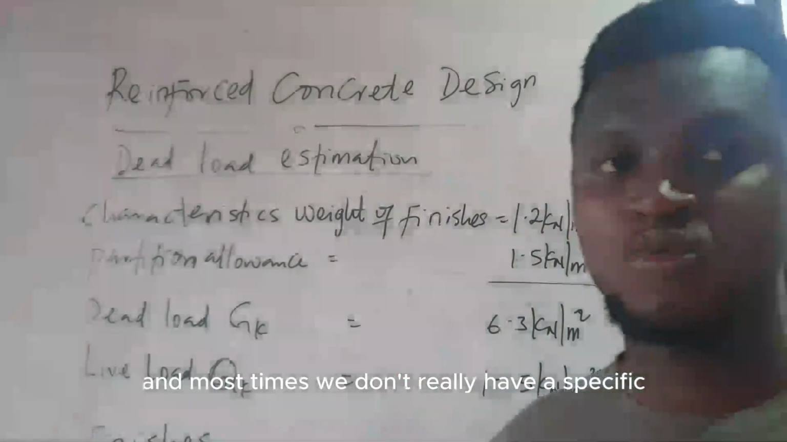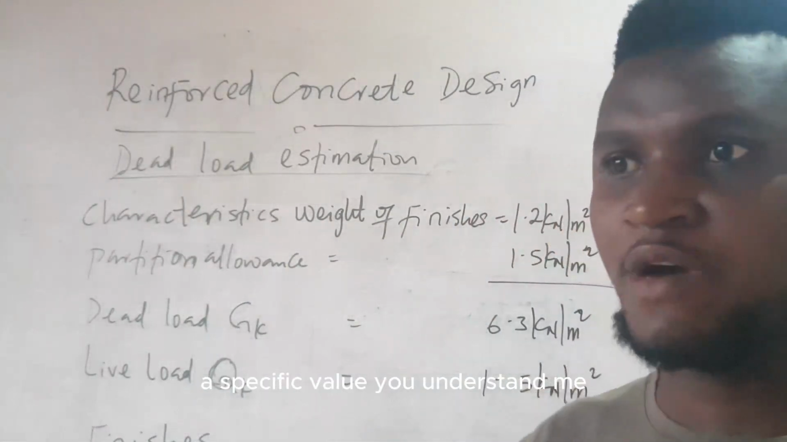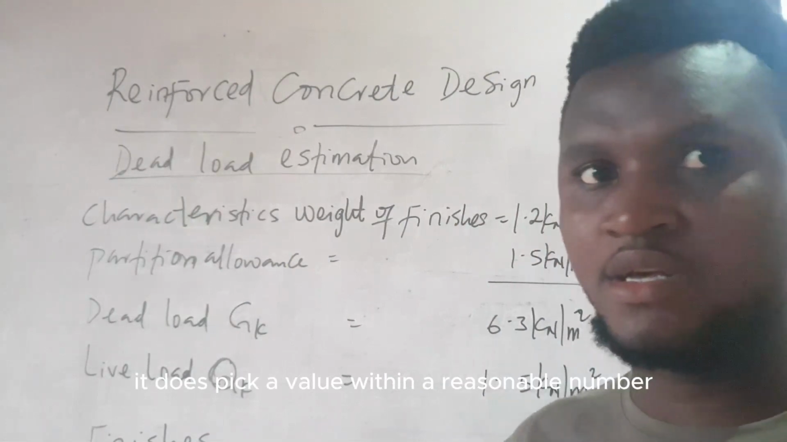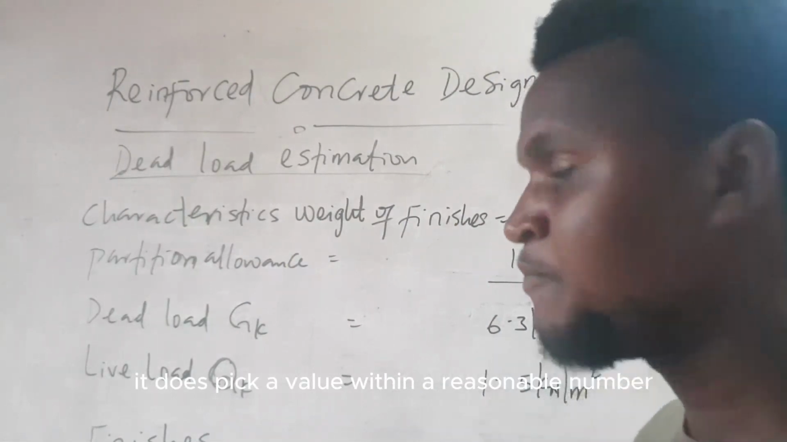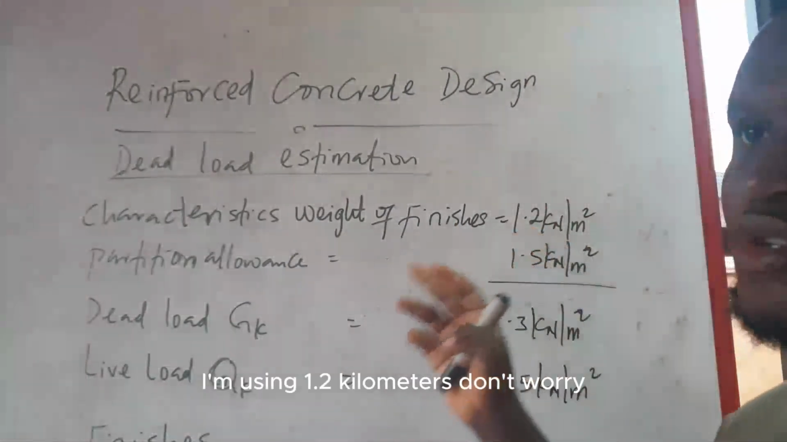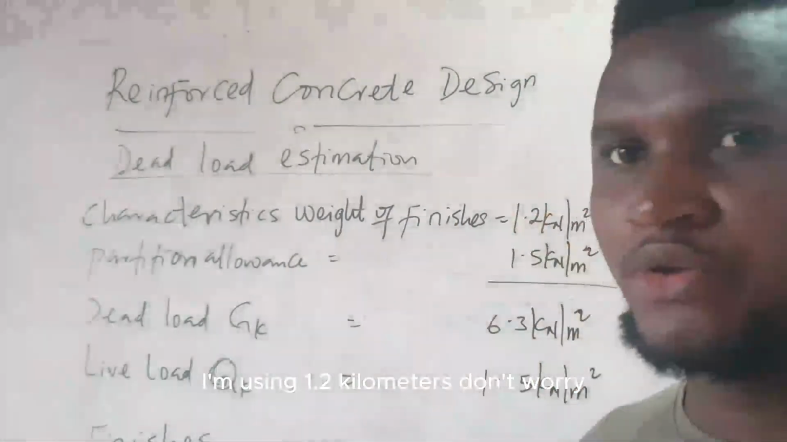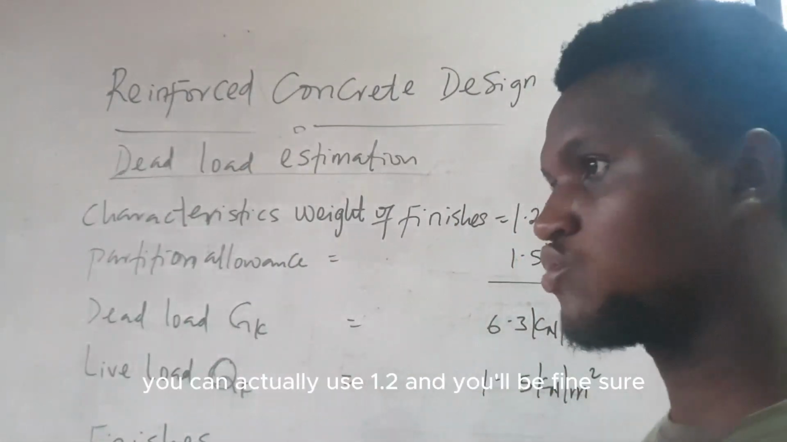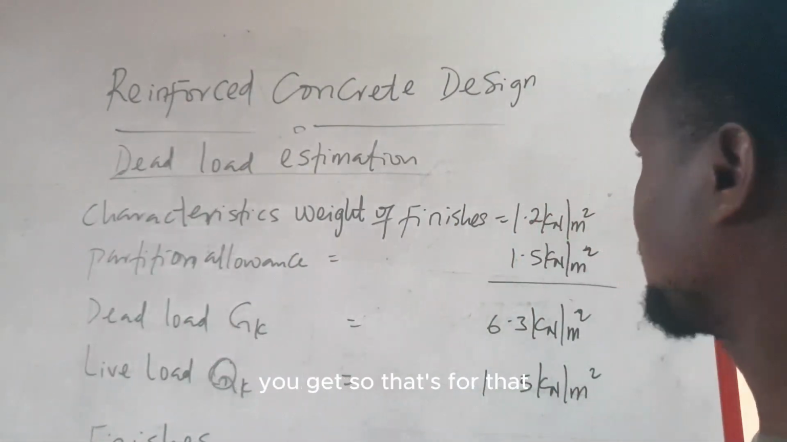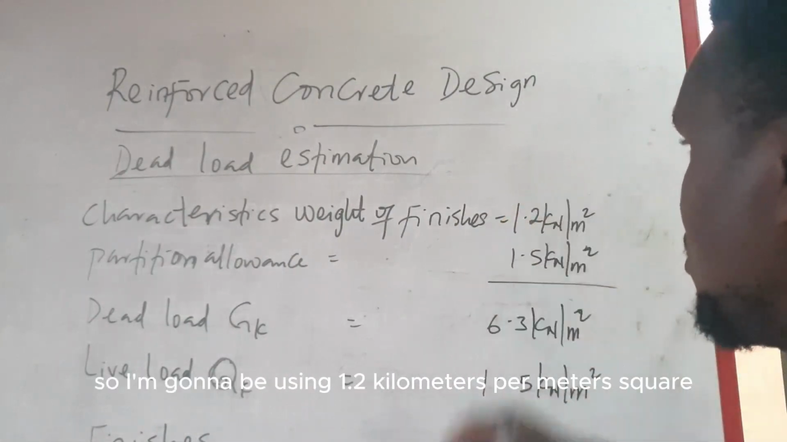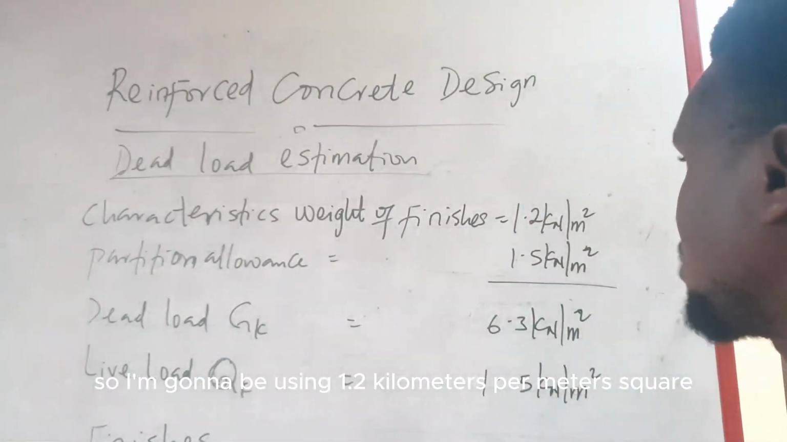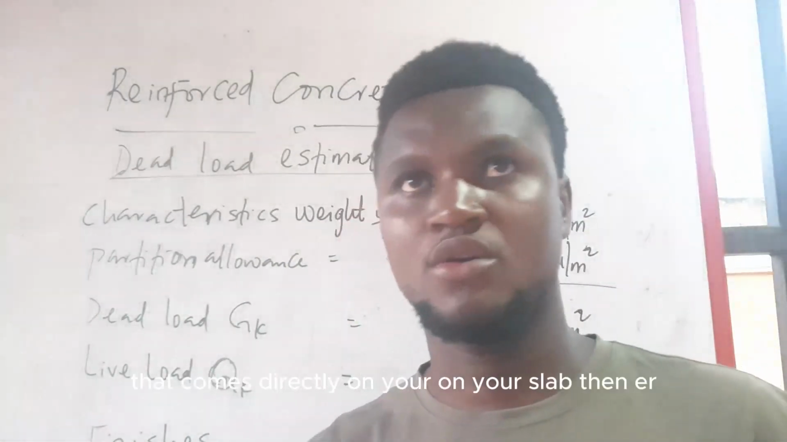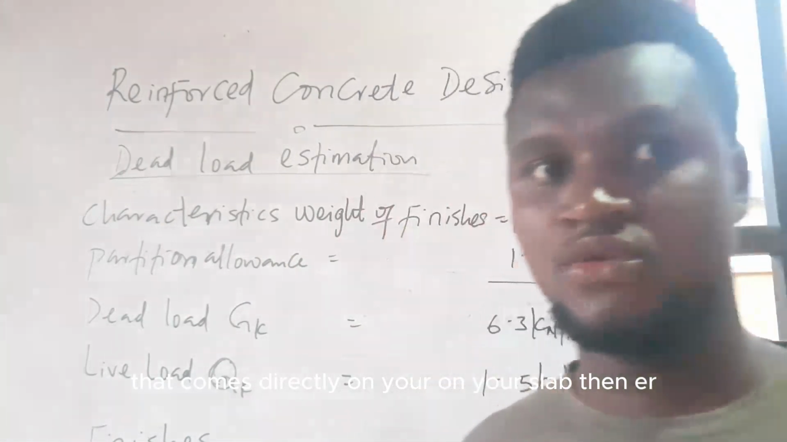And most times we don't really have a specific value, you understand. You just pick a value within a reasonable number. For now I'm using 1.2 kilonewton per meter square. Don't worry, if you're in Nigeria and you want to design something like that, you can actually use 1.2 and you'll be fine. Let's put that. So I'm going to be using 1.2 kilonewton per meter square. That's for the finishes, your tiles, your paint, your POP that comes directly on your slab.